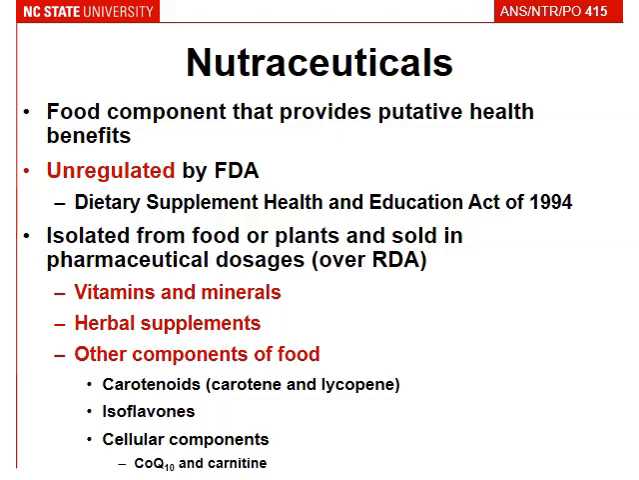So next we have our nutraceuticals. So what are nutraceuticals? These are food components that provide putative health benefits. So this is going to include your vitamins and minerals at high levels. It's going to be your curcumin, resveratrol, your ginkgo biloba, glucosamine. All of that is referred to as a nutraceutical. And nutraceuticals are unregulated by the FDA.